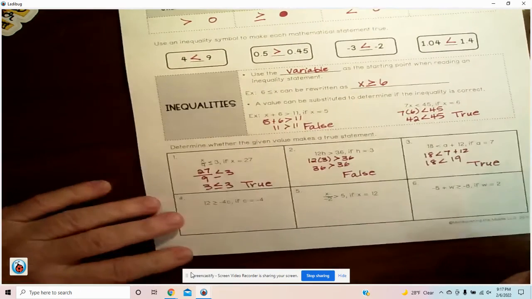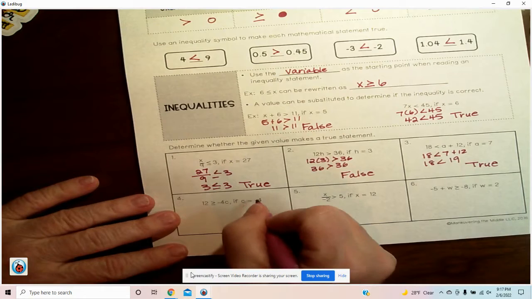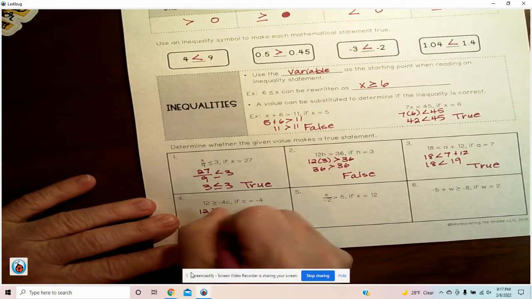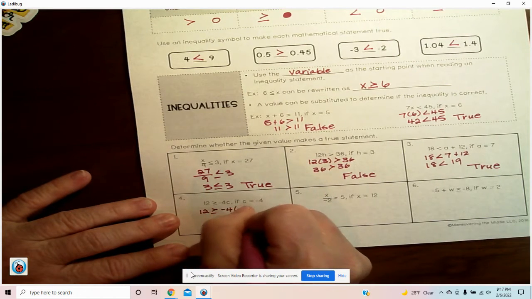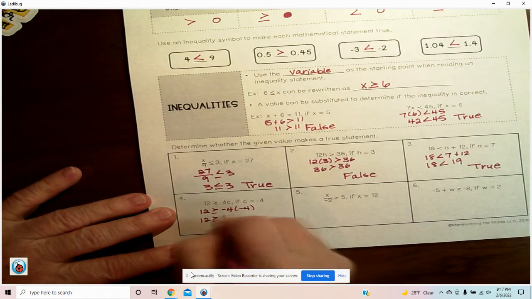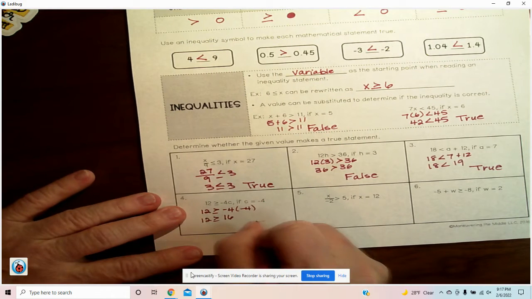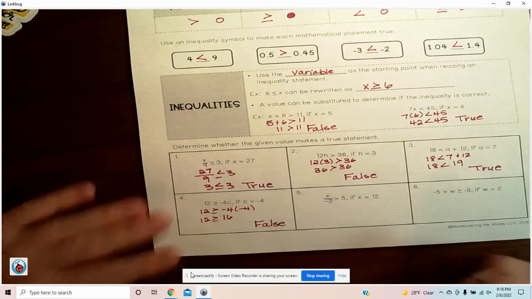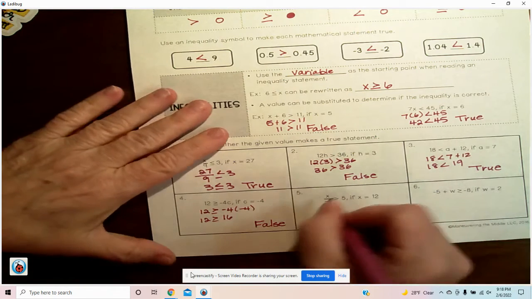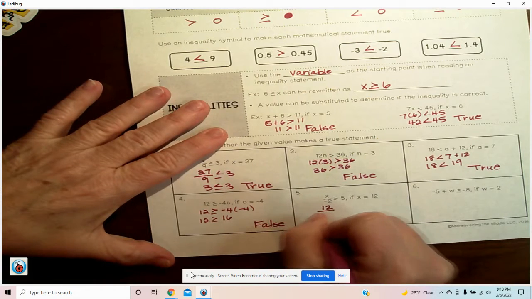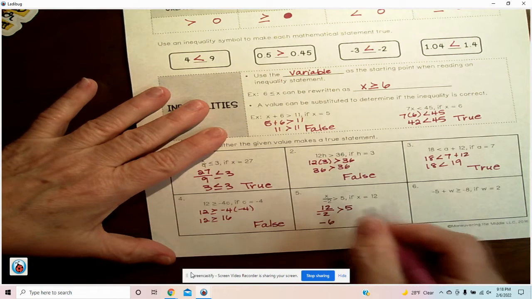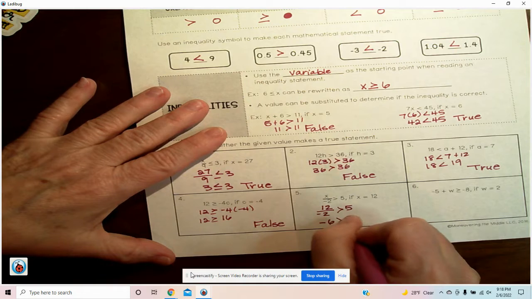12 is greater than or equal to -4 times c if c is equal to -4. So we have 12 is greater than or equal to -4 times -4. 12 is greater than or equal to 16. That is false. x over -2 is greater than 5 if x equals 12. So put 12 where the x is, divided by -2 is greater than 5. 12 divided by -2 is -6. Greater than 5, that is false.